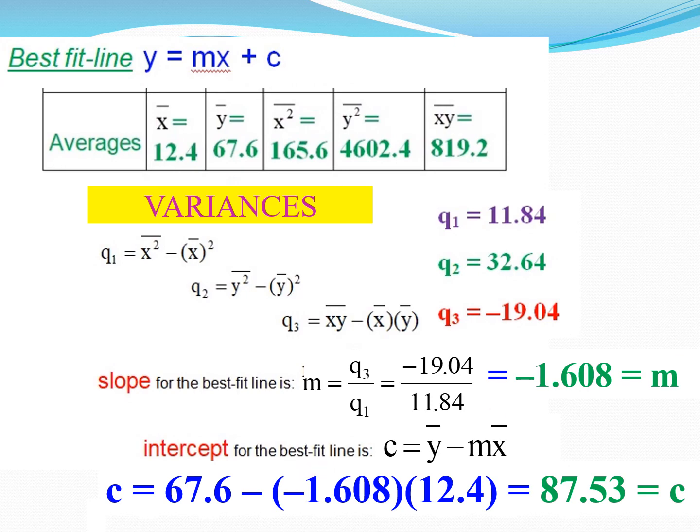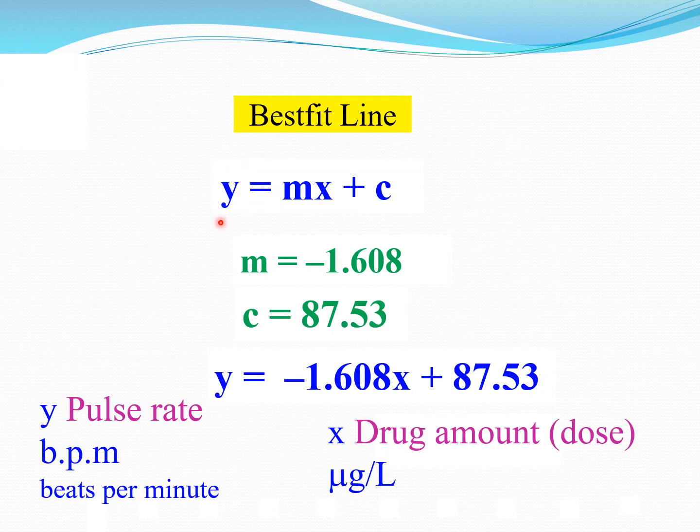So finally, the equation of the best fit line is y equals mx plus c, where m is the slope that we calculated, minus 1.608. C is the y-intercept, 87.53. So the equation then for our best fit line is y equals minus 1.608x plus 87.53. So x stands for the amount of drug taken by the patient, and that's measured in micrograms per litre. And y is the pulse rate in beats per minute.